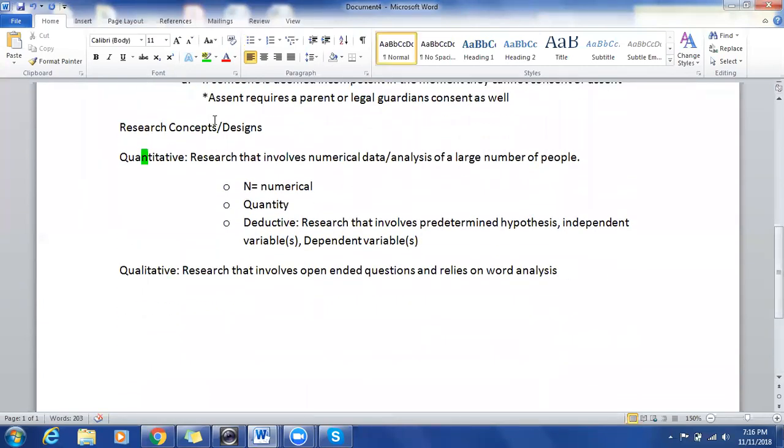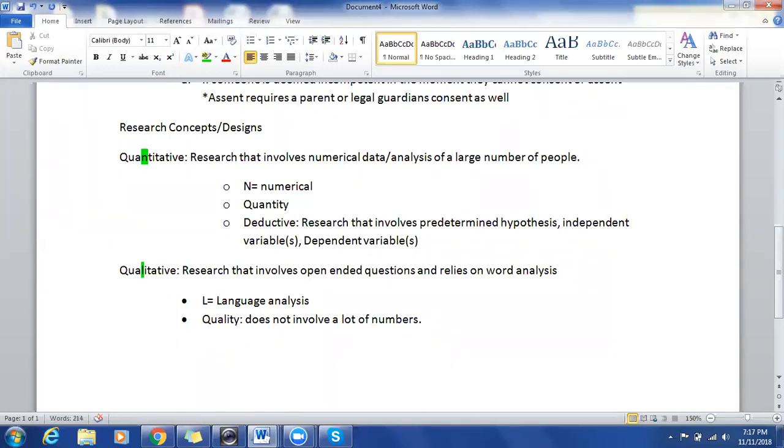And then with qualitative, since there's the word L in there, L equals language. So this is the type of research that involves language analysis. And if you look deeply into the word qualitative, it has the word quality, thus does not involve a lot of numbers.